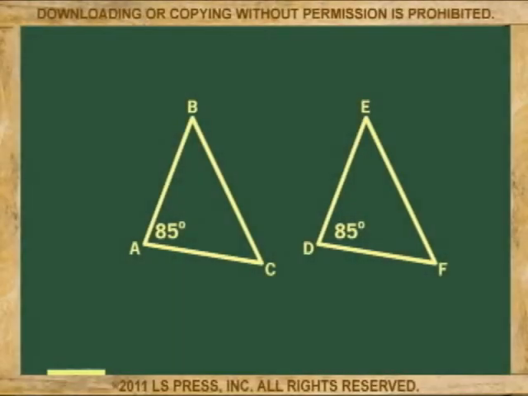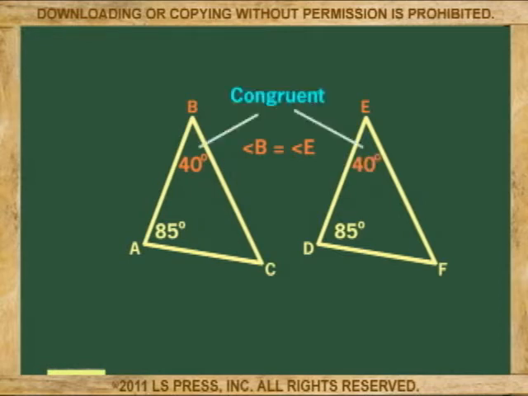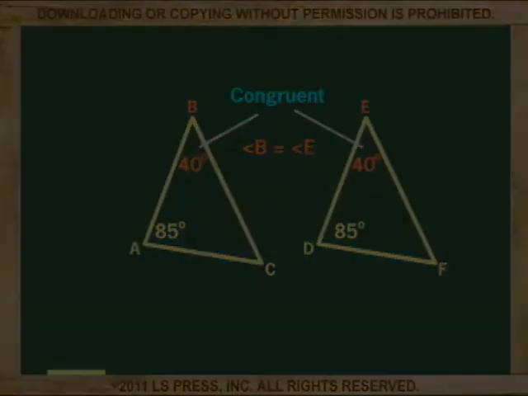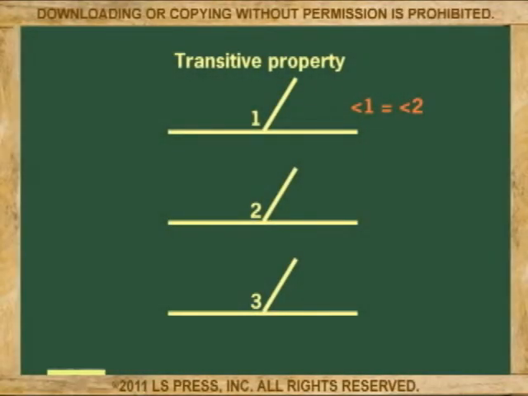Angles that have the same measurement are said to be congruent. So if I say angle B equals 40 degrees and angle B equals angle E, then angle E is of course also 40 degrees, and the angles are congruent. Angles also have transitive properties. For example, if I say that angle 1 equals angle 2 and that angle 2 equals angle 3, then angle 1 and angle 3 are also equal.